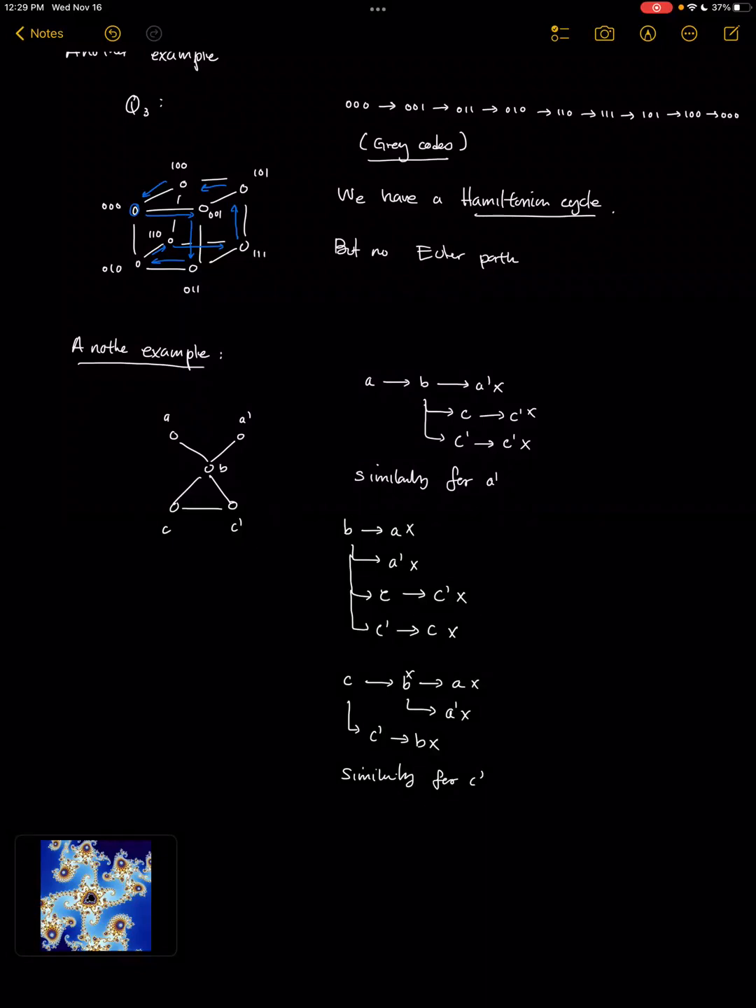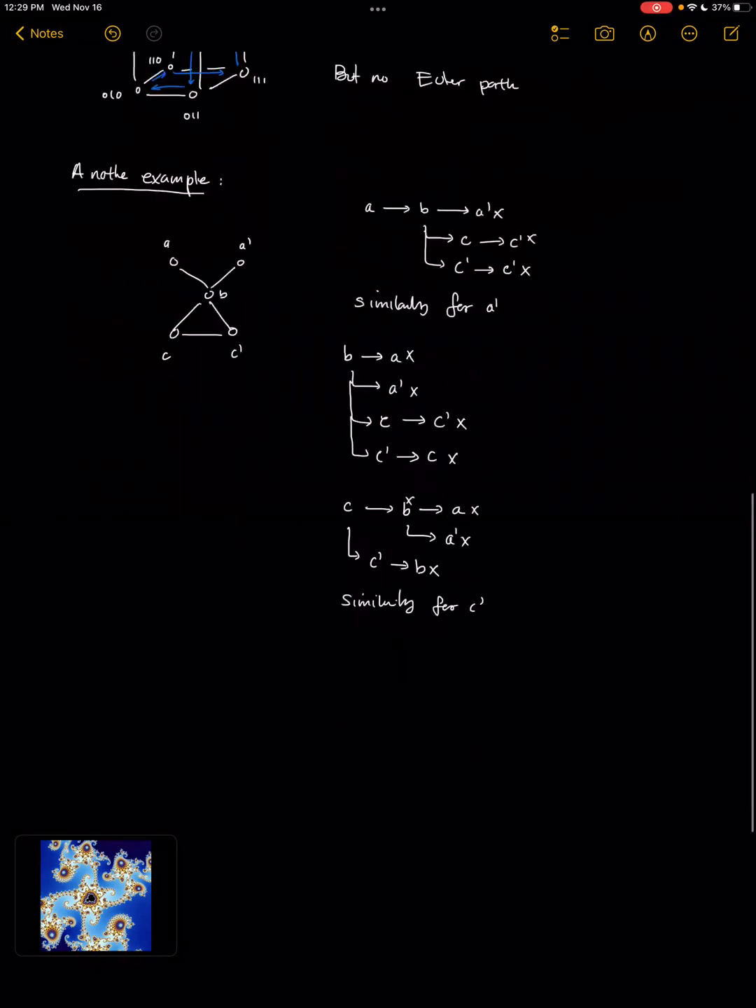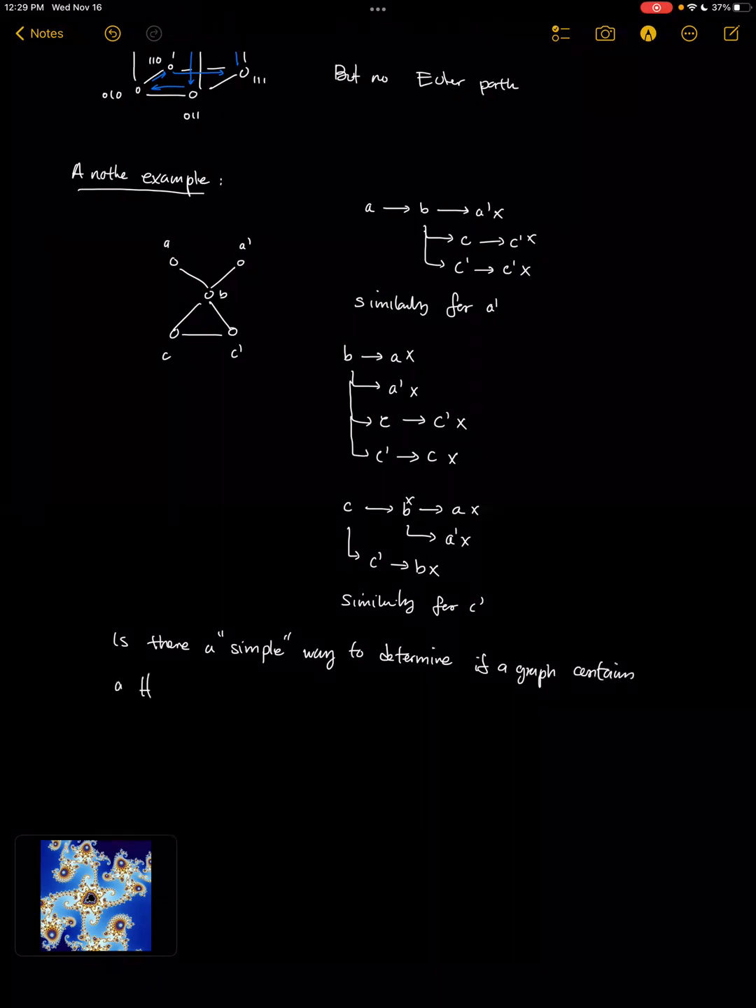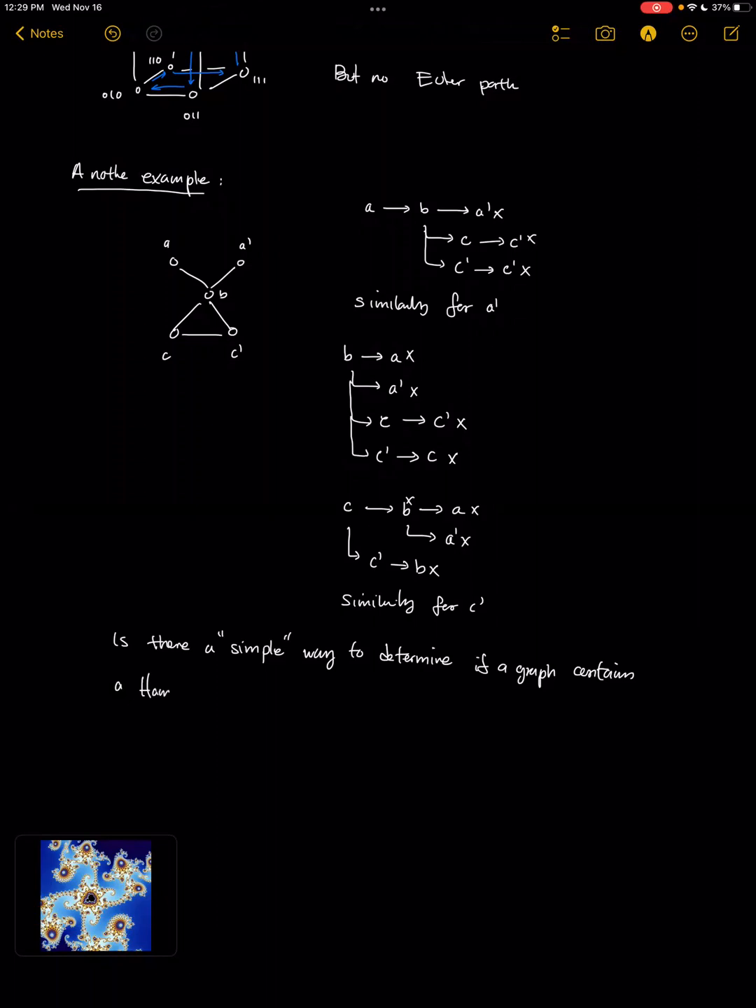But this was an exhaustive search. Here's a question. Is there a simple, and I'm going to put that in quotation marks, way to determine if a graph contains a Hamiltonian path?